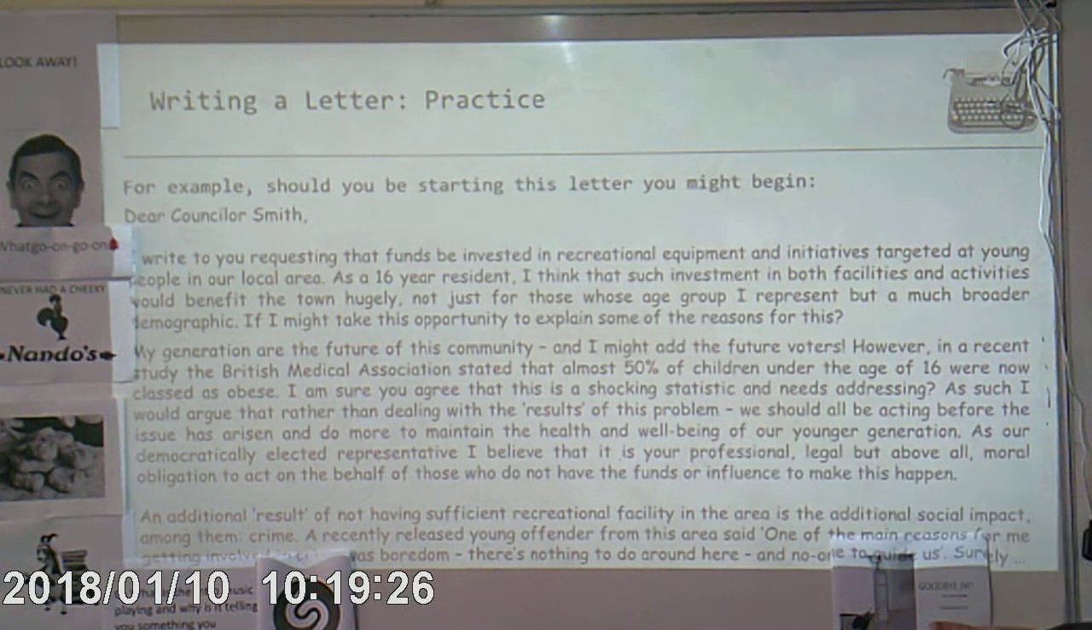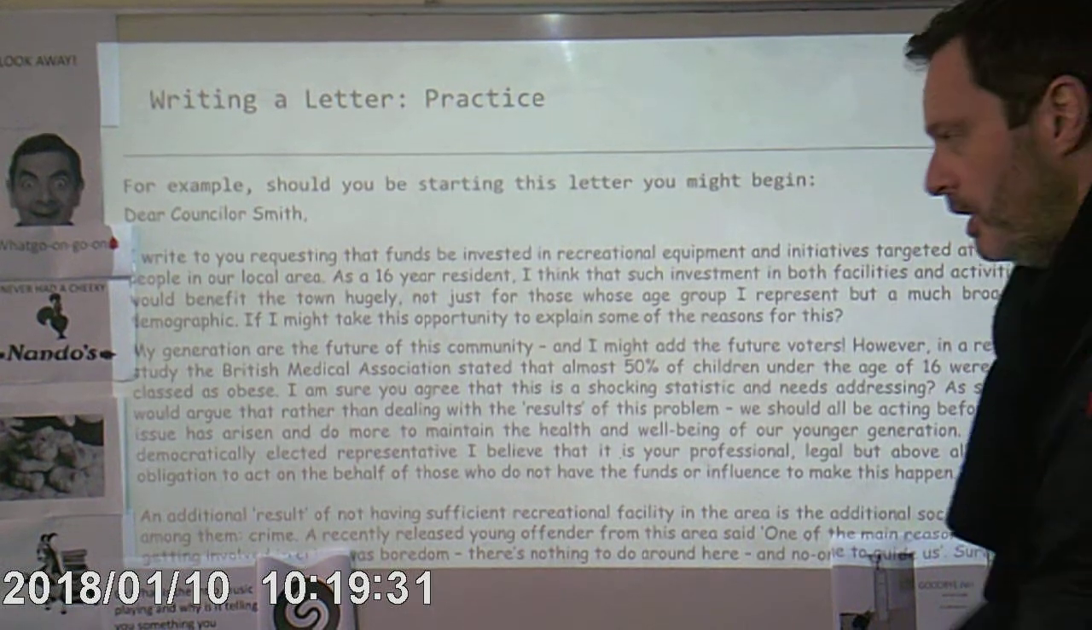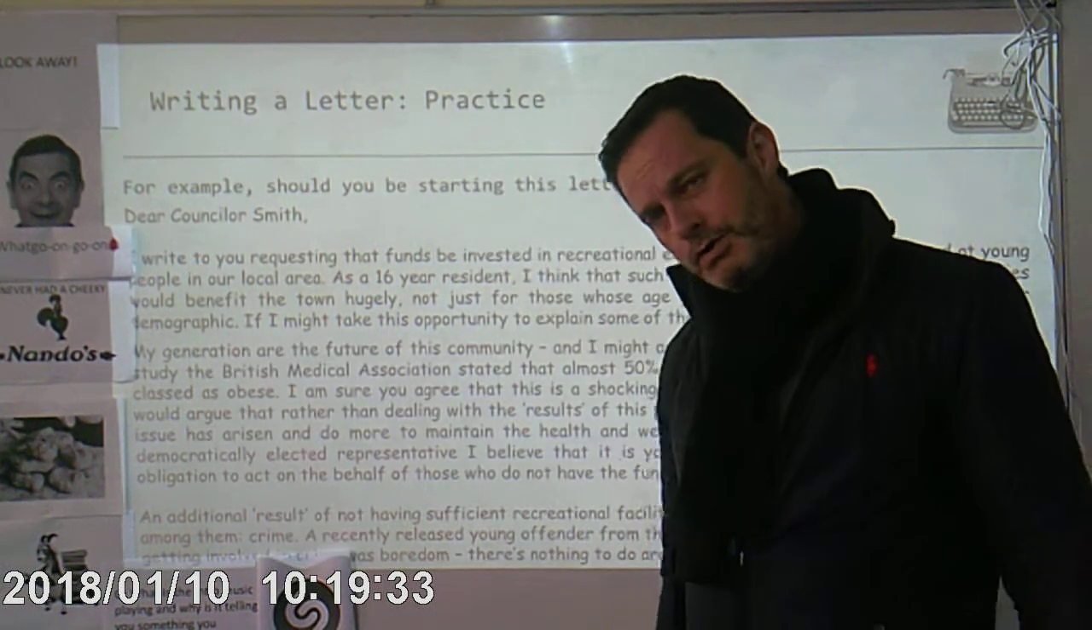And I've gone on to my second one. An additional result of not having sufficient recreational facility in the area is the additional social impact, among them crime. I'm going back up to my other demographic. Who do you think gets worried about crime?